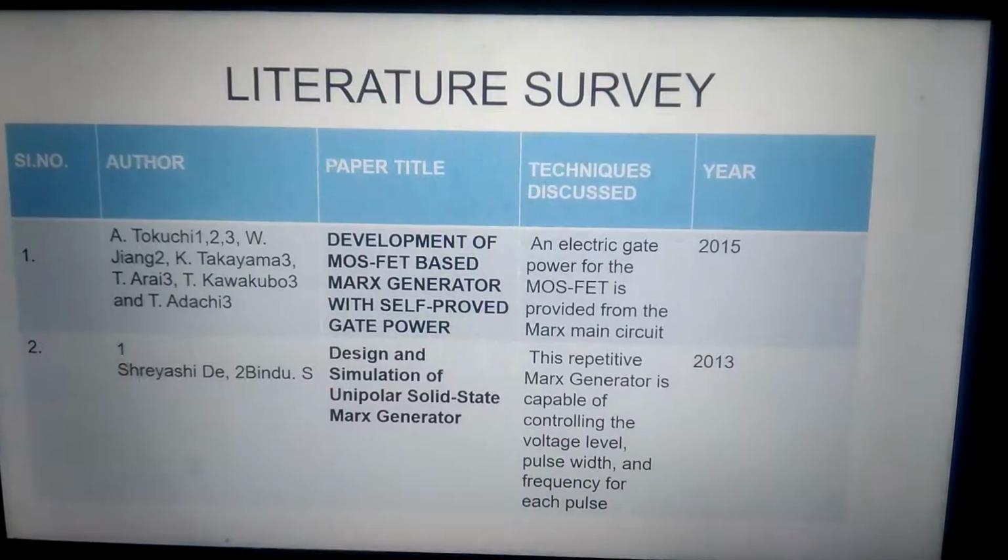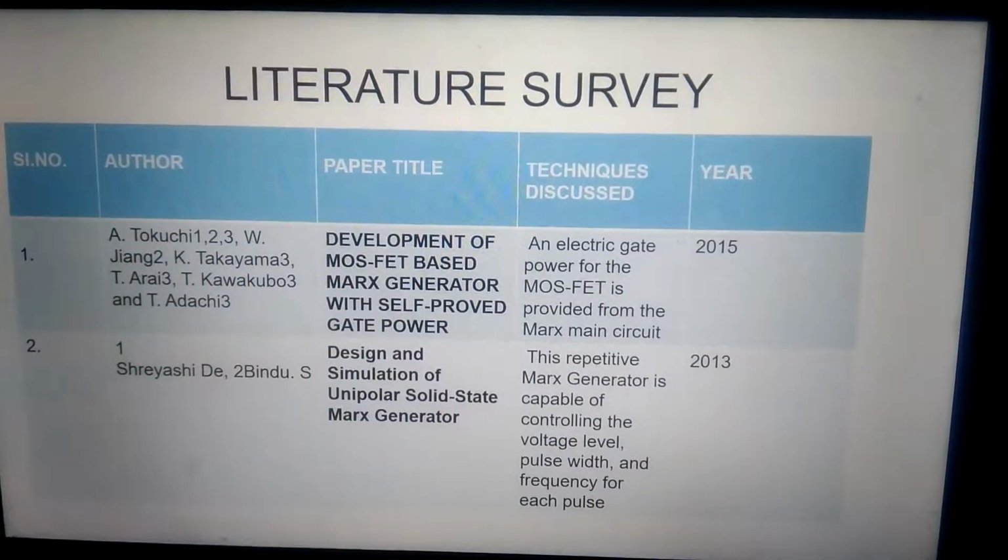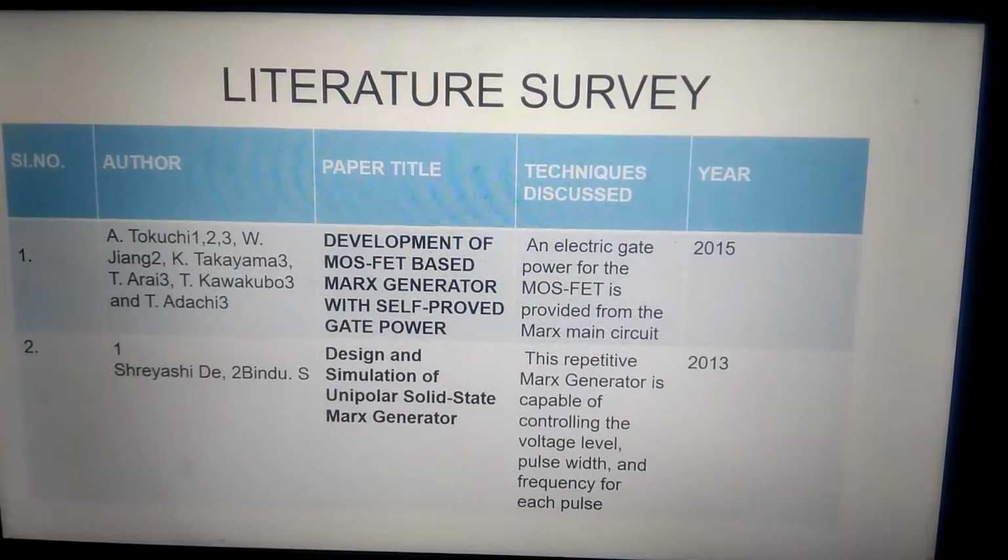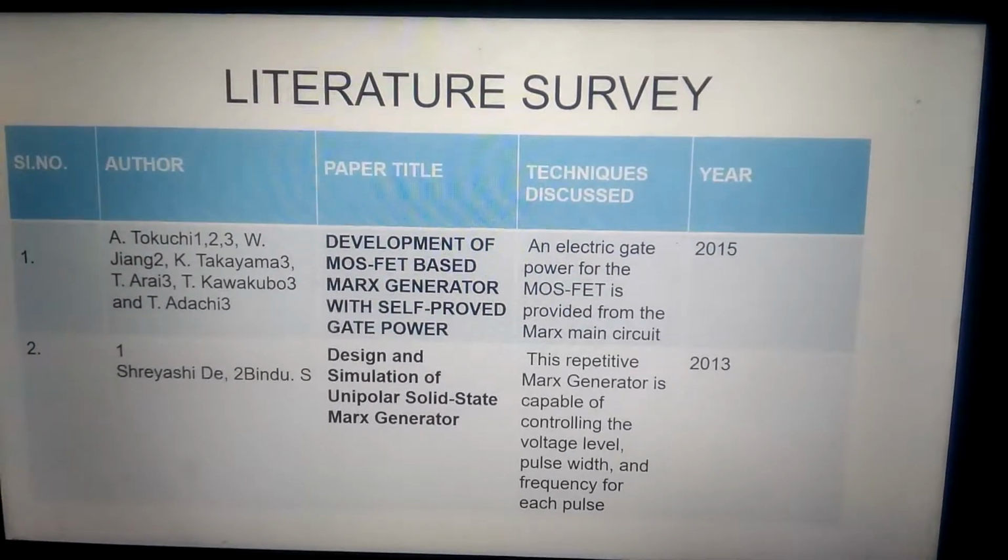And these are some of the steps that we followed to generate high voltage using this Marx generator. And these are the surveys that were done based on the previous generators that are used to develop the voltage generator from low voltage to high voltage.